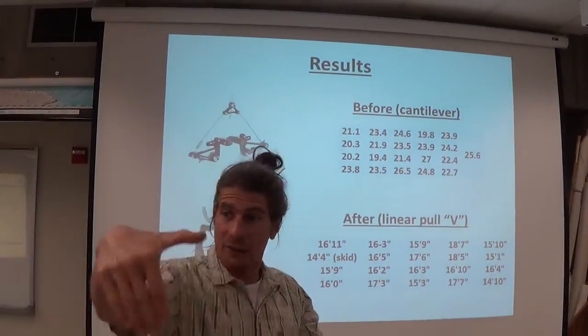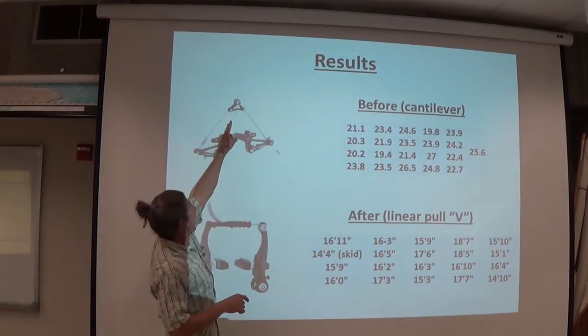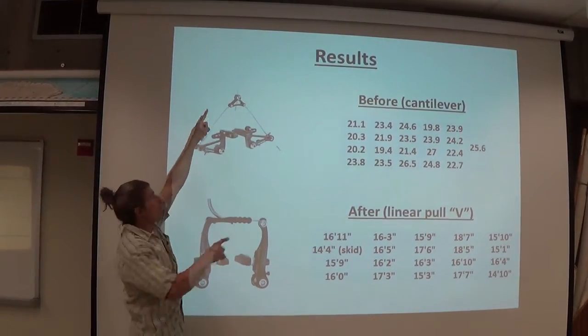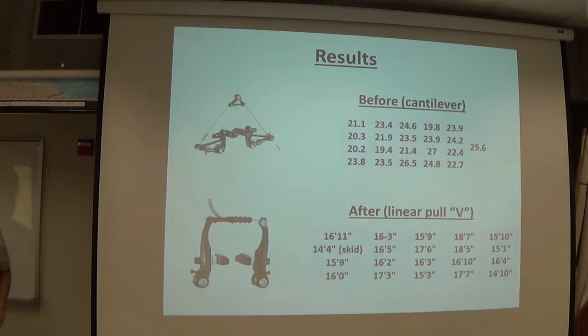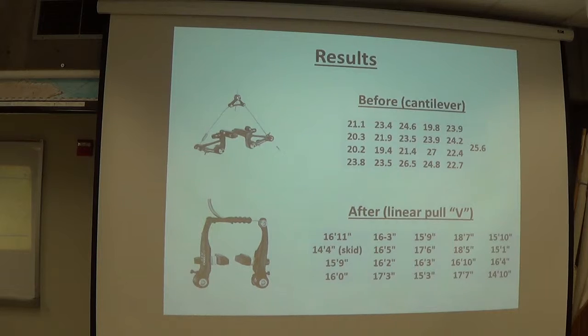So when you pull the brake lever, it pulls that wire up, which then pulls these up diagonally. Now, up diagonally, there's a loss of force right there. There's a loss of force.